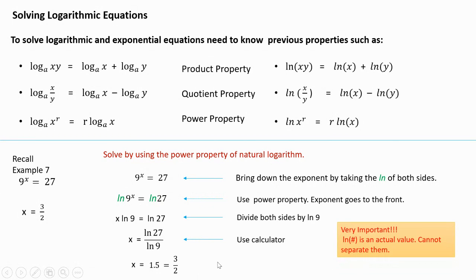Now, a common mistake, okay, this is a mistake that students make. They don't understand the log or the natural log. So because they see, for example, the ln of 27 over the ln of 9, they want to divide 27 divided by 9, which is not correct. The ln is an actual value. The whole ln, for example, here, the ln of 27 is a number. The ln of 9 is also a number. They go together. You cannot separate them. So please do not make that mistake.